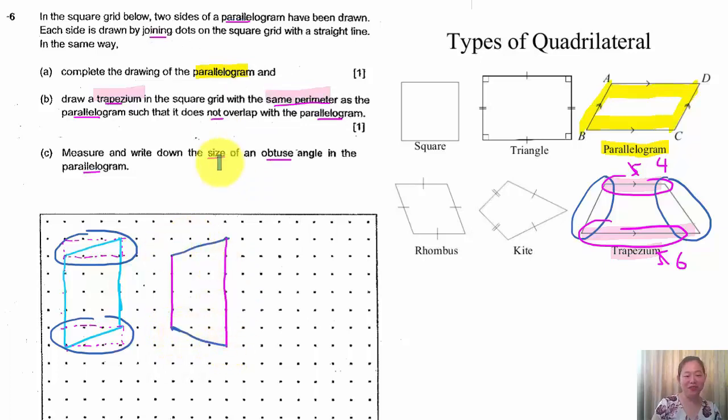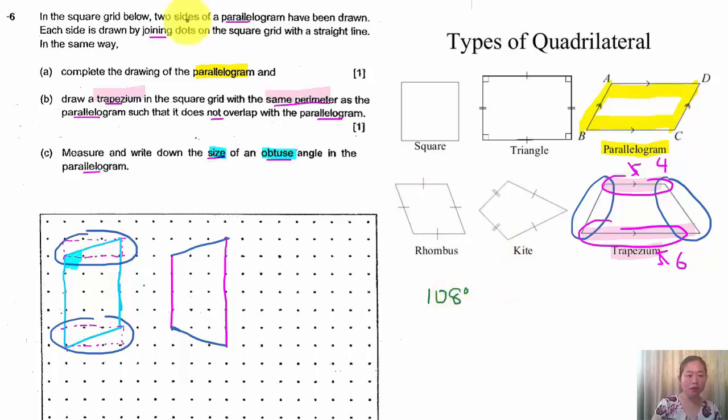Finally, the question asks us to find the size of an obtuse angle. So an obtuse angle is definitely more than 90 degrees. So if this is the parallelogram, we have to find this angle that is here. And if you have done it accurately, the answer will be 108 degrees.